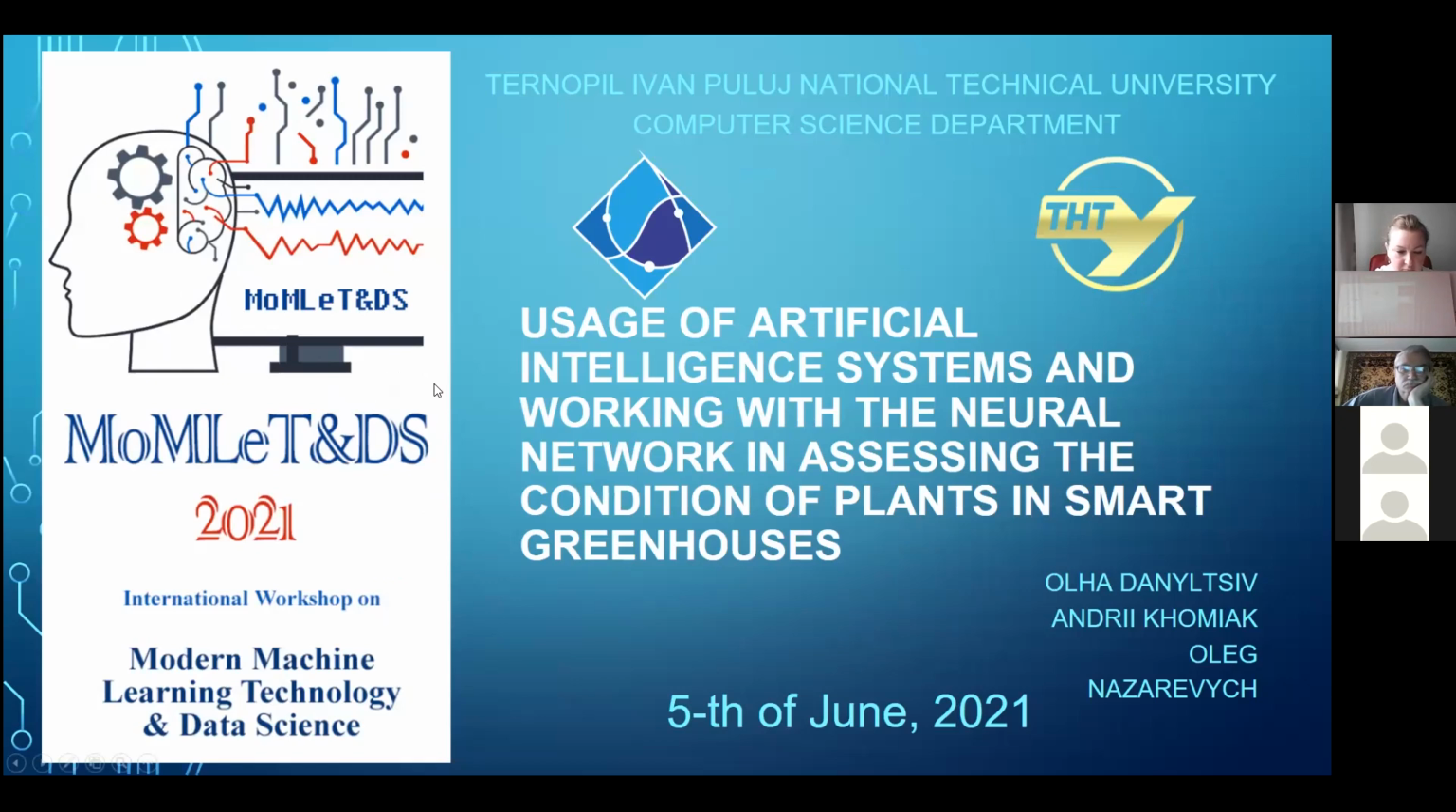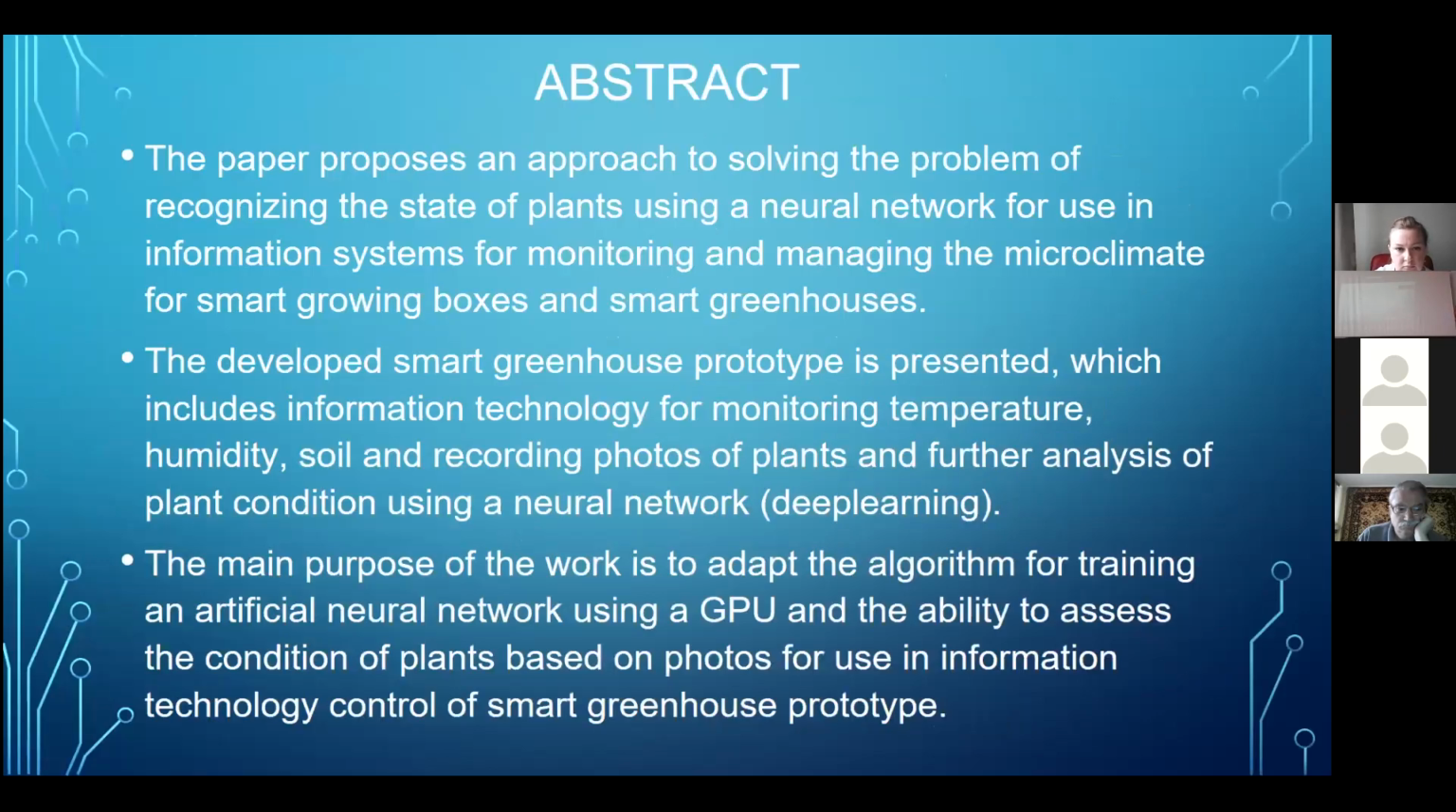My name is Olga Danetsiev, and I would like to introduce you our work. The theme of the work is usage of artificial intelligence system and working with the neural network in assessing the conditions of plants in smart greenhouses. The paper proposed an approach to solving the problem of recognizing the states of plants using a neural network for use in information systems for monitoring and managing the microclimate for smart growing boxes and smart greenhouses.